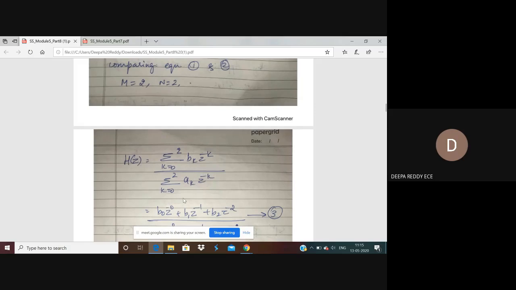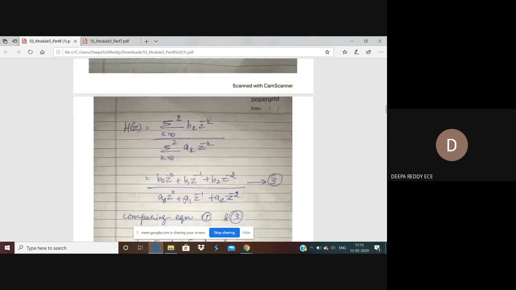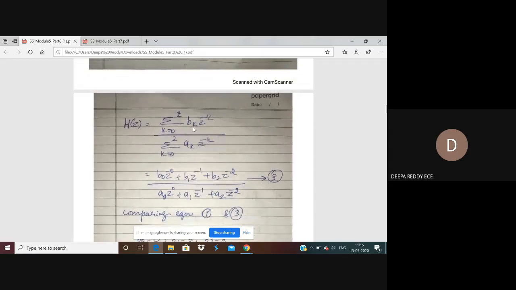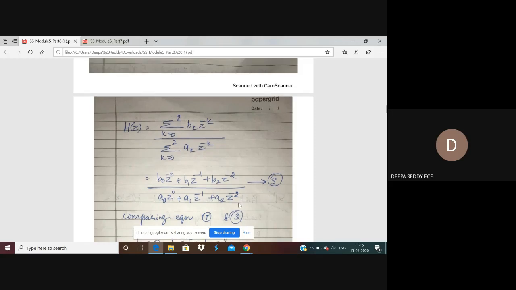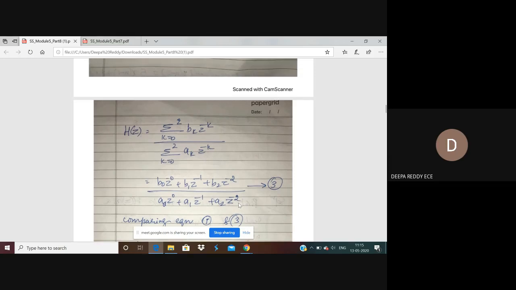Now on expanding this, we can write b0 z to the power of 0, plus b1 z to the power of minus 1, plus b2 z to the power of minus 2. Similarly, the denominator is a0 z to the power of 0 plus a1 z to the power of minus 1 plus a2 z to the power of minus 2. Let us call this equation 3. And now on simply comparing this equation 3 with our equation 1, what was our equation 1?